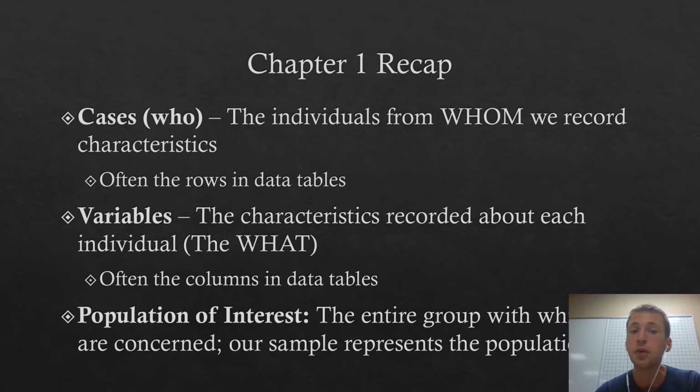Then we talked about the what. The what from now on is going to be referred to as our variables. And these are the characteristics that are recorded about each individual. And often in our tables, these are going to be the columns. And then finally, we have what's called the population of interest, and this is the entire group with which we are concerned. This is the entire group we want to know more about. And our hope is that our sample will represent the population of interest.